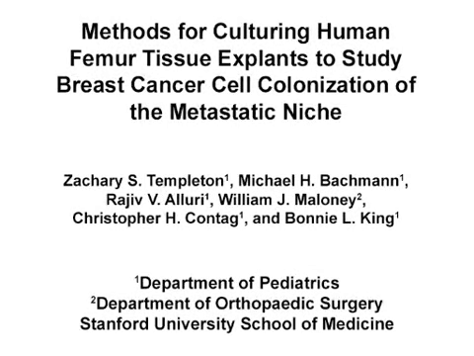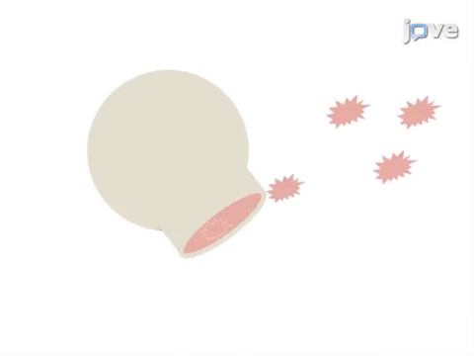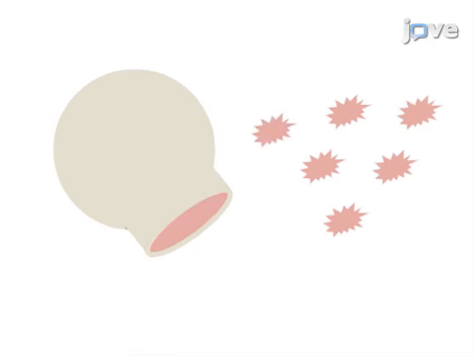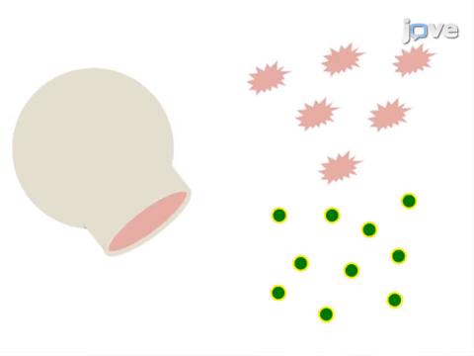The goal of this procedure is to study breast cancer cell proliferation, colonization, and migration in a human bone tissue explant model system. This is accomplished by isolating trabecular bone tissue fragments from femoral head surgical specimens and co-culturing them with breast cancer cells expressing luciferase and green fluorescent protein.